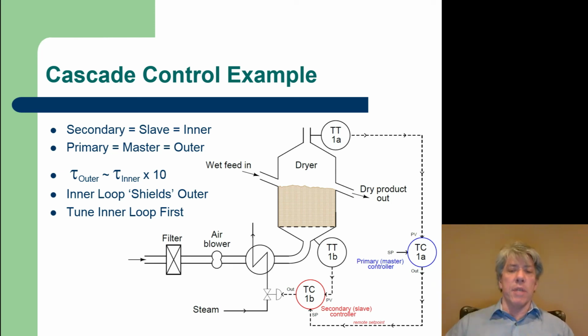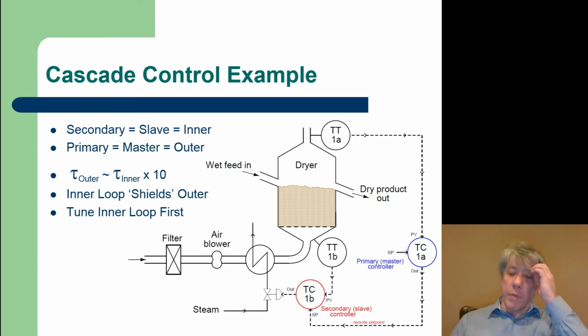We can crank up the steam flow rate if the air temperature is a little low, or if the steam temperature is a little low, we can give it more steam and thereby increase the temperature before the air actually goes into the dryer. And that shields all those disturbances from the primary controller, so the primary controller just gets to concentrate on controlling the final temperature, the thing we actually care about.